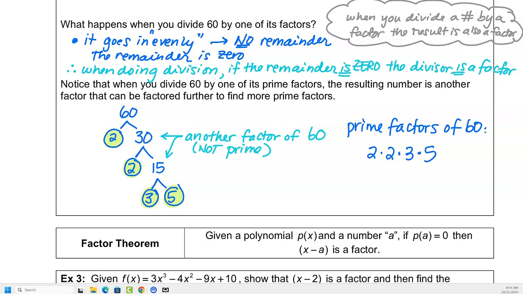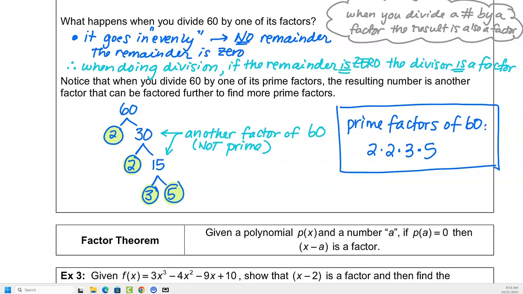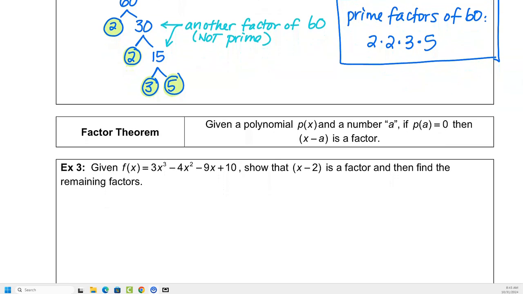Notice what is, let me box this. What is 2 times 2? 4, good. Sorry, I'm trying to find my pointer. Where's my pointer? There it is. So 2 times 2 is 4. What's 4 times 3? And then what's 12 times 5? Okay, so notice the prime factors multiply to give me the 60. Okay, are we good with that? Get the idea, reminding you of what a factor is? Okay. Factor theorem then, let's dive in here.